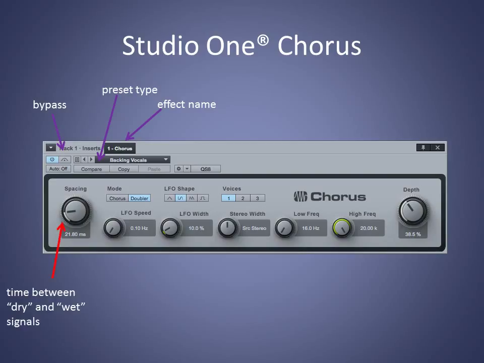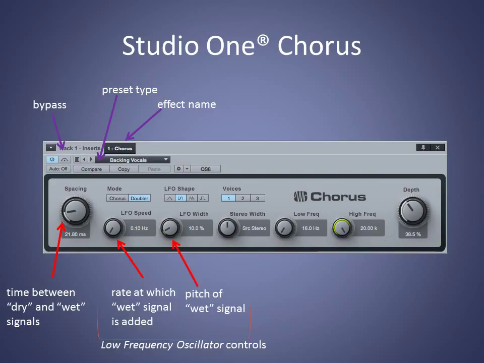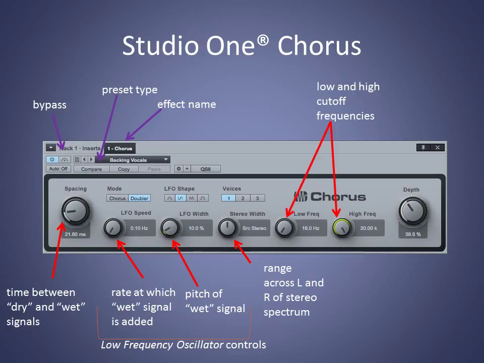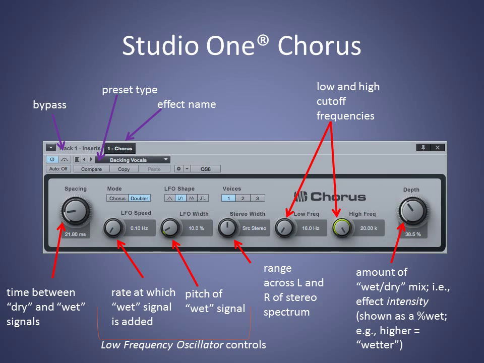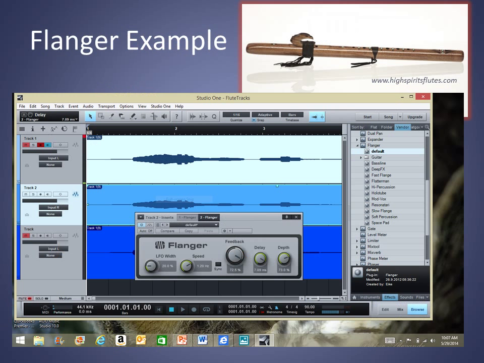So either way, it's the time between the dry and the wet signals. Again, we have the LFO controls here, the speed and the width. Now in chorus, you can control the stereo width, the range across the left and right of the stereo spectrum as well. You have some high and low pass filters here, so you can set your cutoffs. And again, here's the depth, that mix of the wet and dry signals.